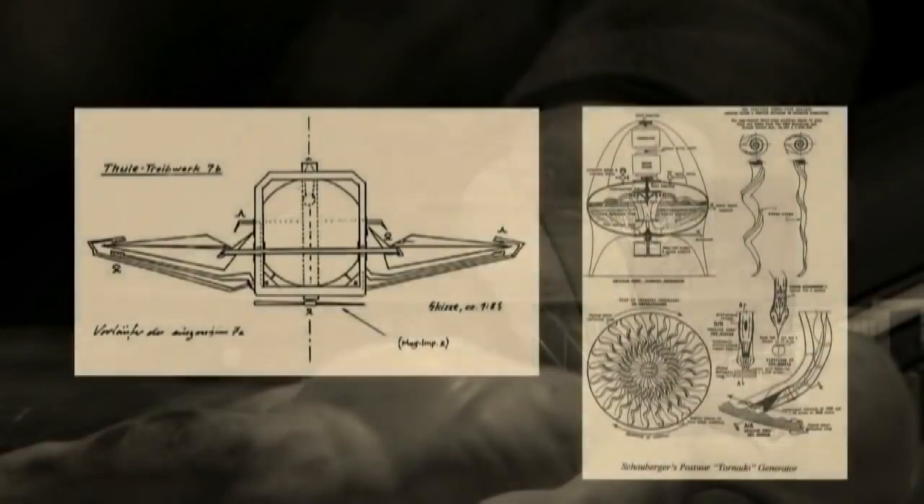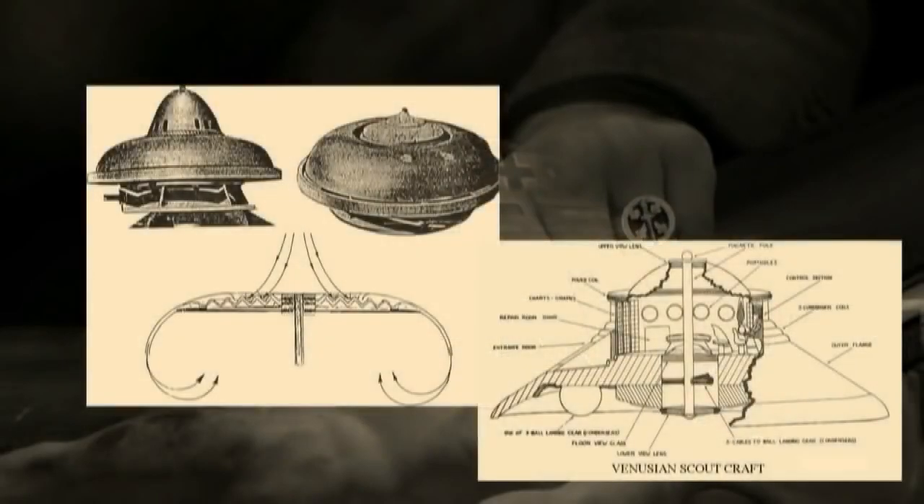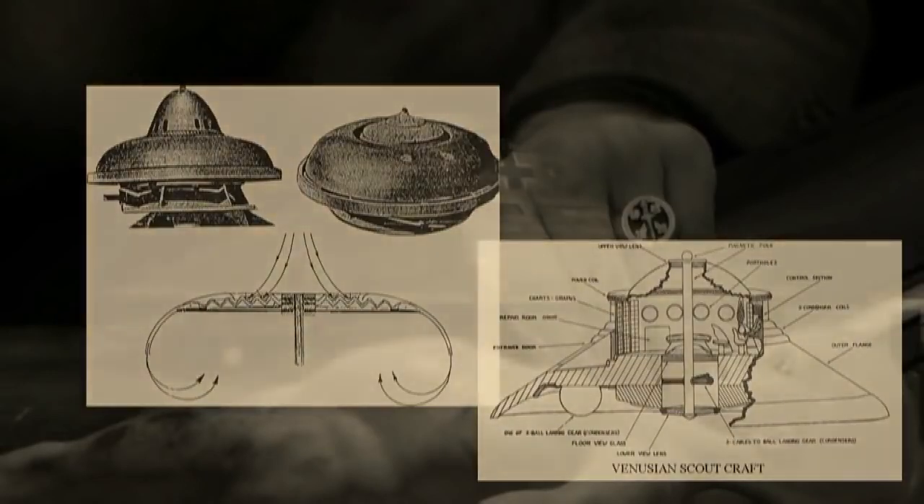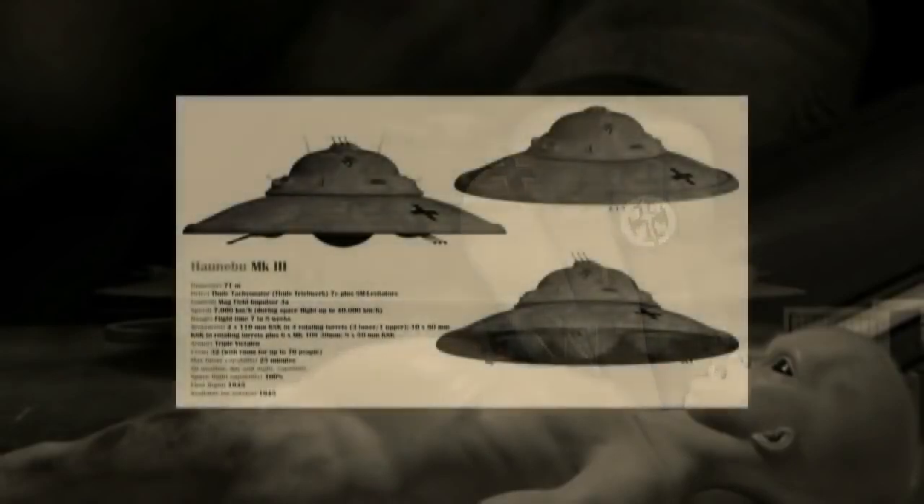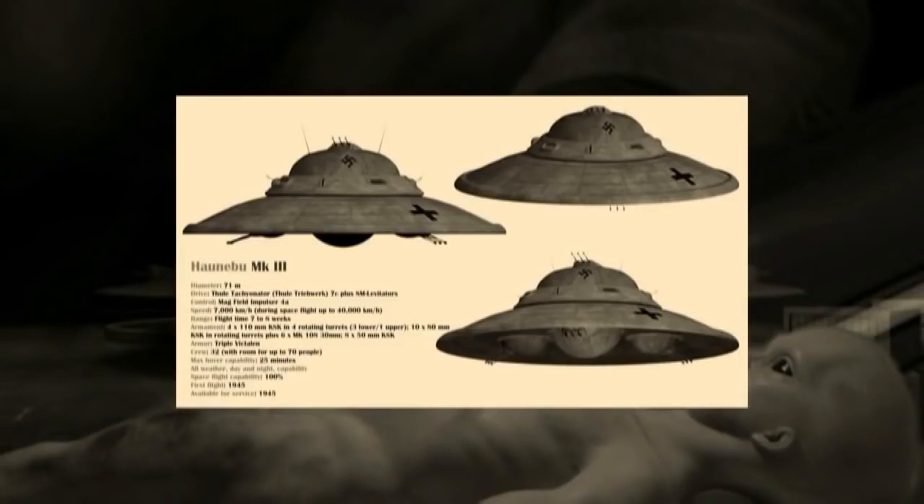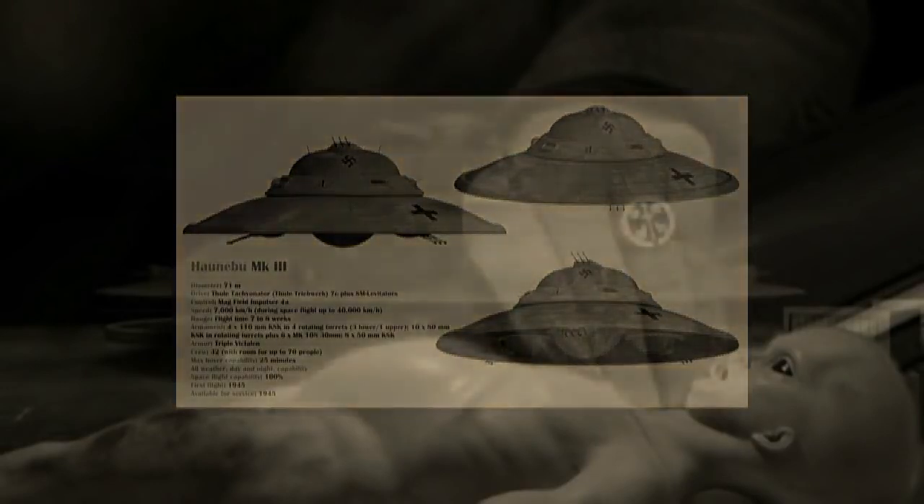Blueprints of exotic forms of technology were drawn on paper by Maria herself. The blueprints contained detailed information on how to create an anti-gravity engine. This allowed the Germans to create the most advanced flying crafts, such as the Haunebu and Vril crafts. They were in fact the first UFOs built by humans, and possibly the source of the Foo Fighter legend.